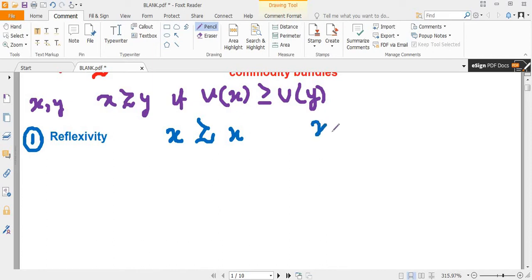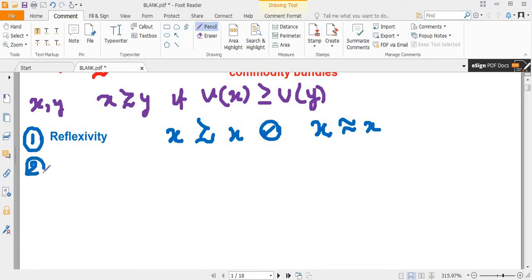Of course, X is actually indifferent to X itself. That is, they are both the same commodity bundle. So I'll be indifferent between either of them. So, since weakly preferred to includes this indifference relationship, I can say that X is weakly preferred to the commodity bundle itself. That is, reflexivity holds.